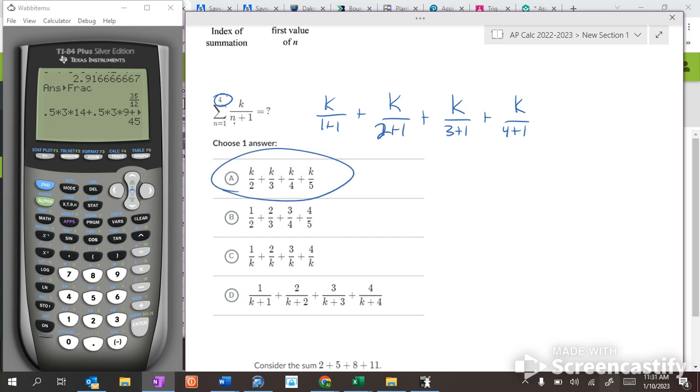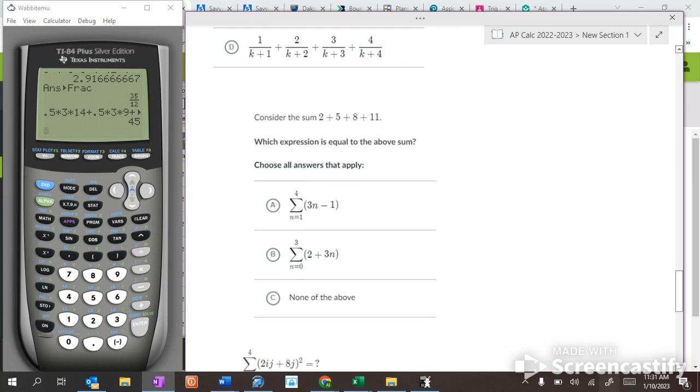Okay? Summation notation. Which summation notation would give us 2 plus 5 plus 8 plus 11 with this first one? If we stick in a 1, what do we get? 2. If we stick in a 2, what do we get? 5. 3, 8. 4, 11. Okay, this one works. Let's see if this one works. If we stick in a 0, what do we get? 2. If we stick in a 1, 5. 2, 8, and 11. Both of these happen to work.